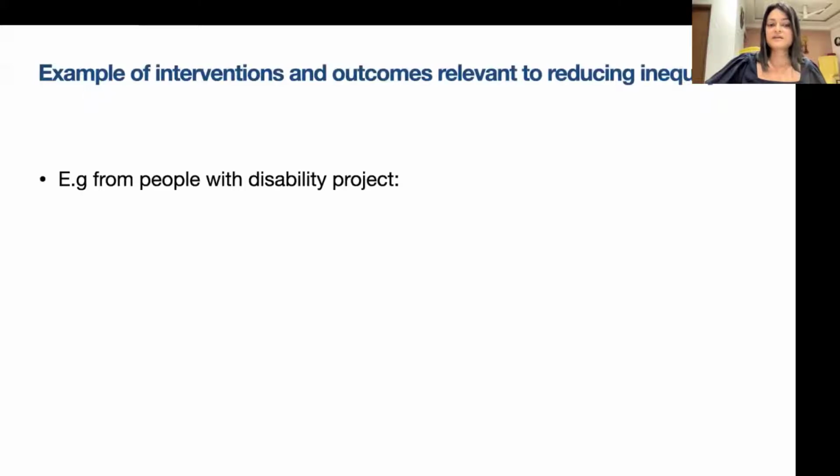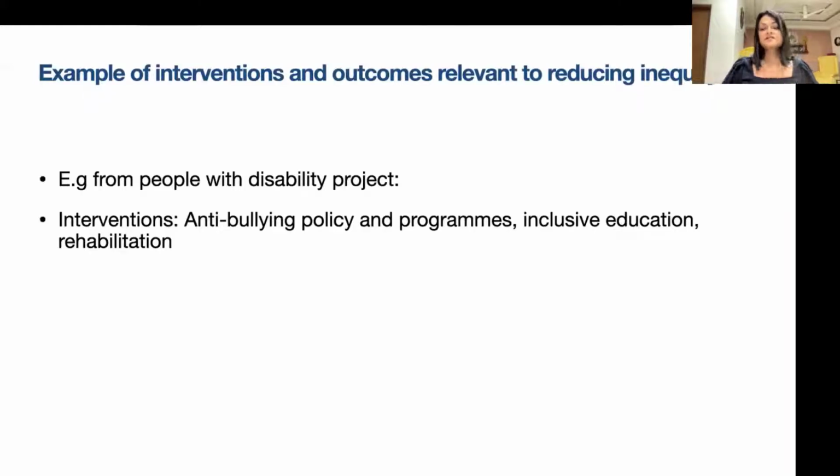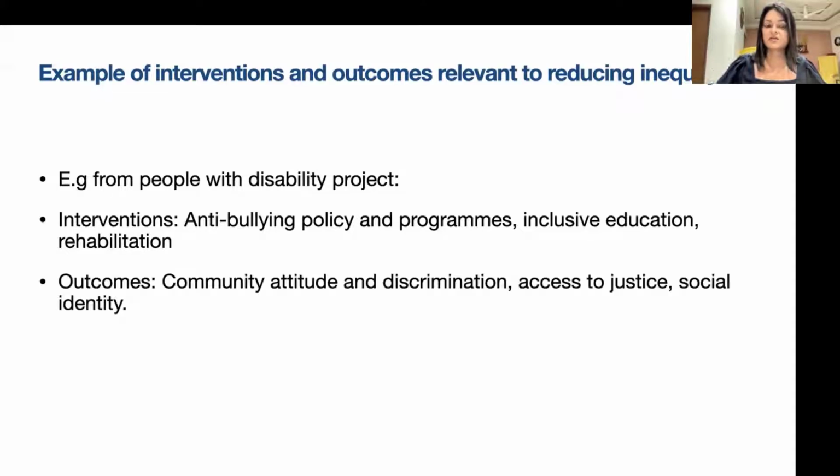If we talk about the intervention components that are specific to this target group, they included anti-bullying policies and programs, inclusive education, and rehabilitation interventions. Similarly, the outcomes that were specific to this target group included community attitude, discrimination, access to justice, and social identity.